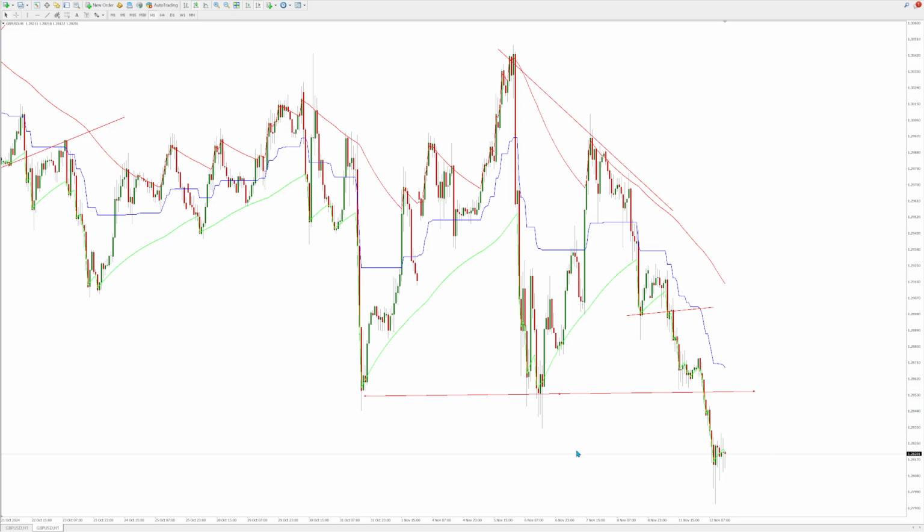Okay, hopefully that's all clear. If you have any questions, please do let me know. Make sure you practice on demo accounts to begin with, and as I said, try to make life a bit easier by looking at the higher time frames.